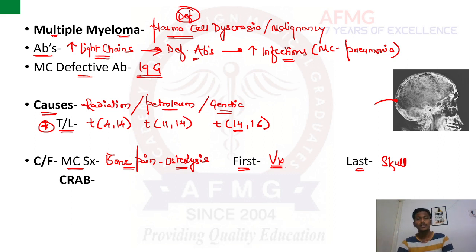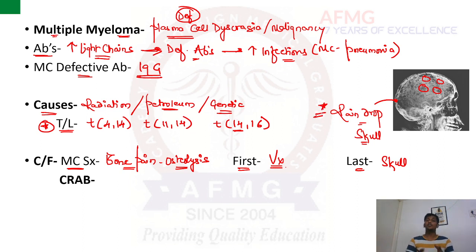If I talk about the skull involvement, there would be multiple osteolytic lesions in the skull of a patient of multiple myeloma, and these resemble a raindrop configuration. So please remember, this is called a raindrop skull, or a raindrop configuration of the skull, due to osteolytic lesions in the skull bone, and this is a feature of multiple myeloma. This is the image which had come earlier also in the examination, so better you remember this properly.